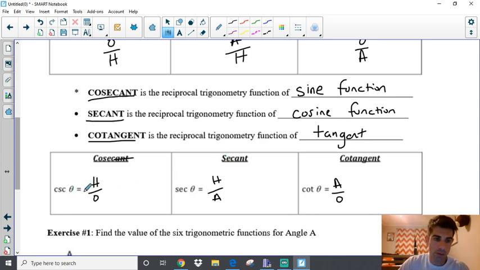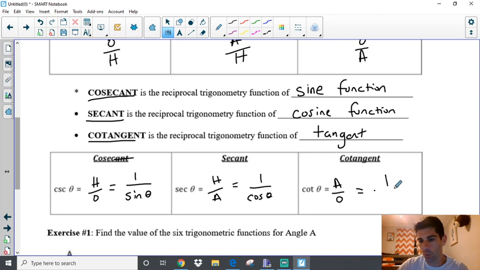Now, there's another way that you could write it, because we're making one. Cosecant is 1 over sine theta. Not really necessary now, but it will be later on. Secant is 1 over cosine theta, and cotangent is 1 over tangent theta. We're going to use that a little bit later on.